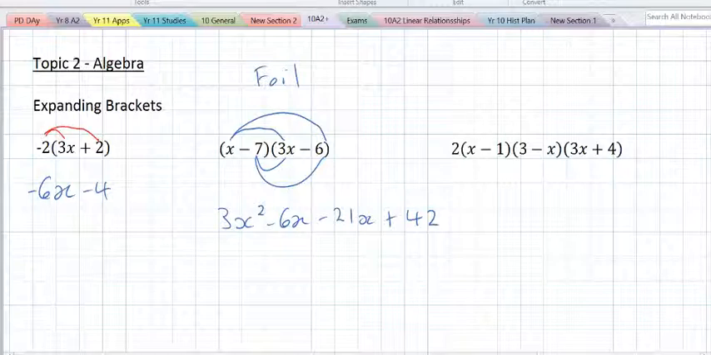And I know we're going quickly with it. Are there any like terms there? Yeah, minus 6x and minus 21x. Good, so the like terms are the ones that have the same number and powers of unknown. So they both have x's, which means we can collect them, or add or subtract them together. 3x squared, now minus 6 minus 21 is minus 27x plus 42.